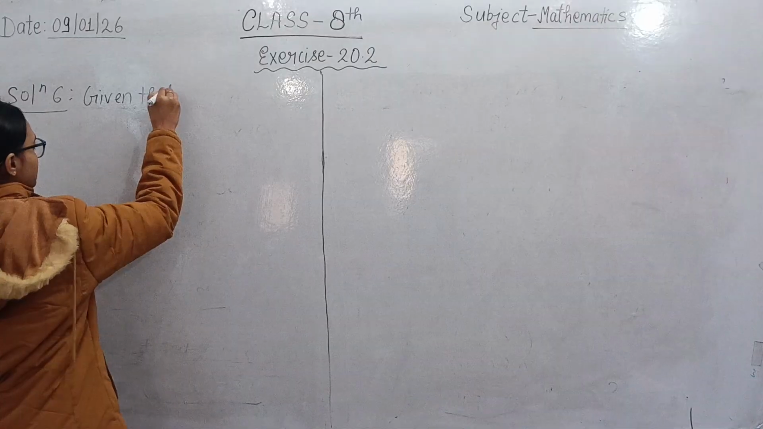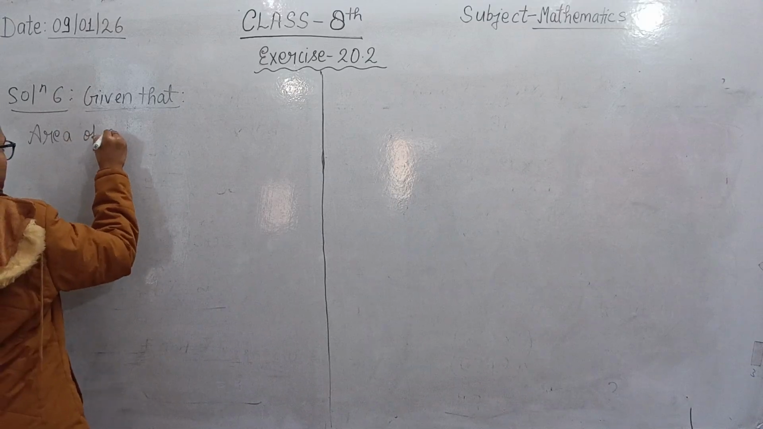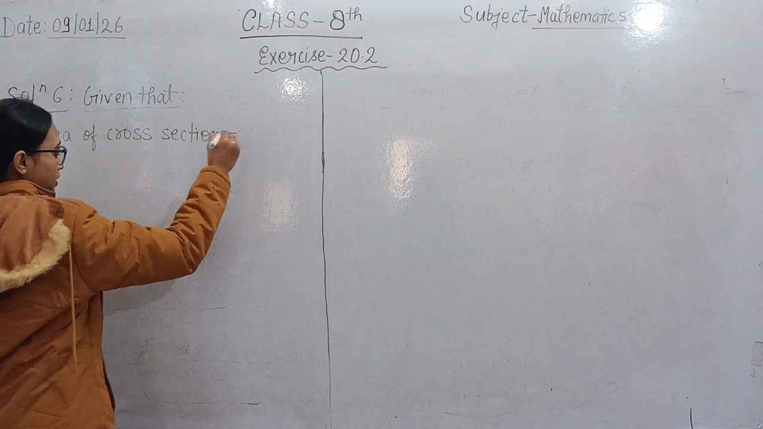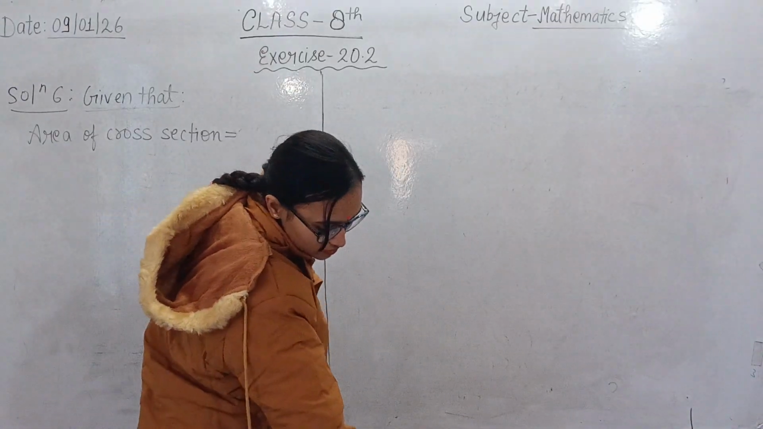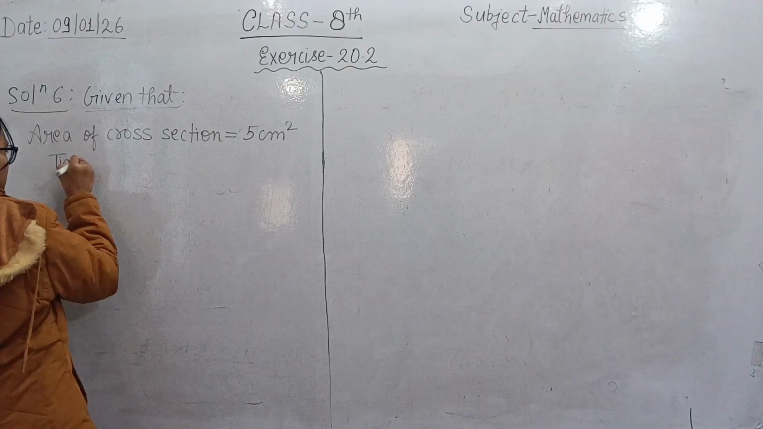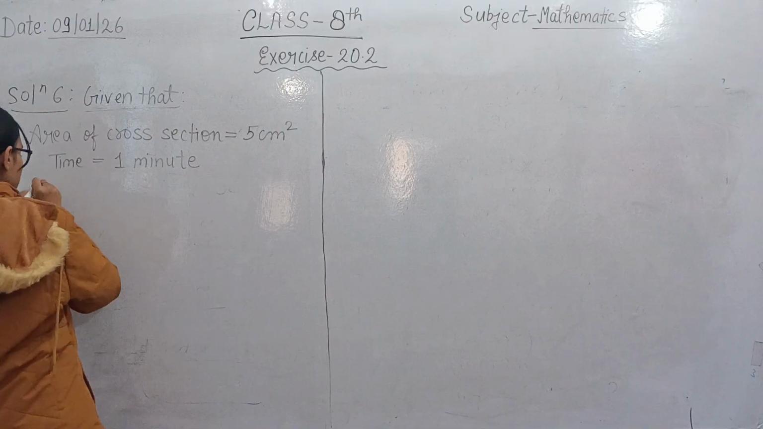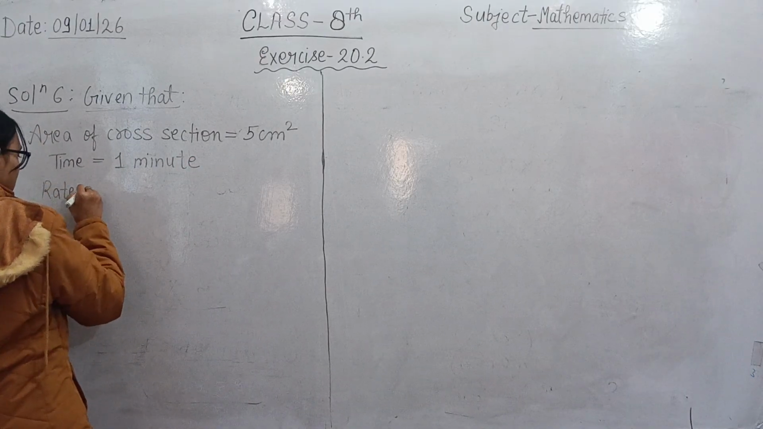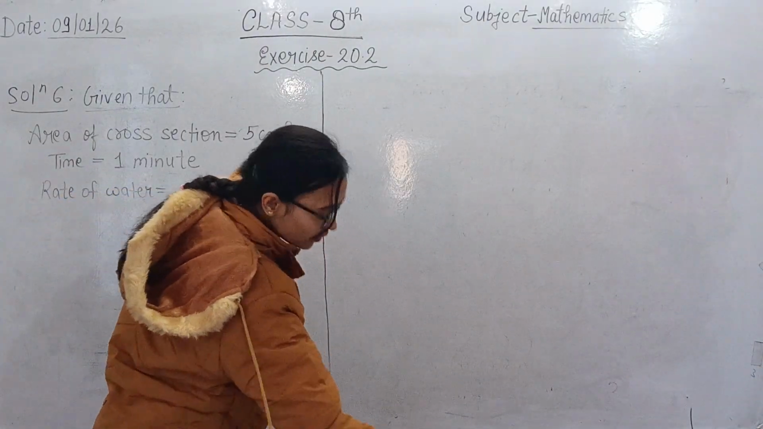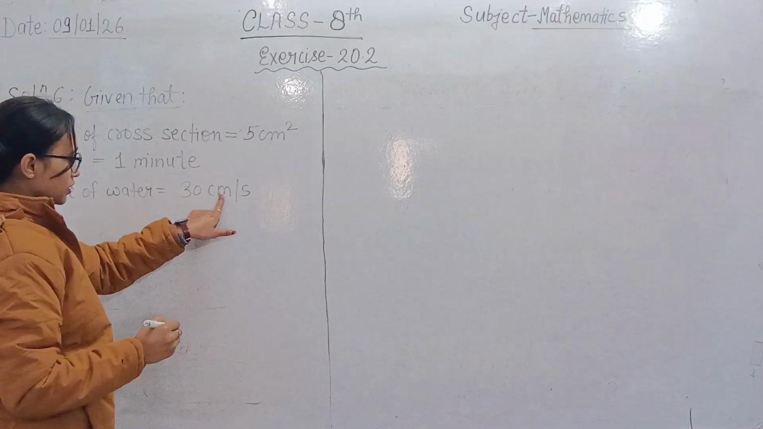Given that area of cross section is equals to 5 centimeters square, time is equals to 1 minute, rate of water is equals to 30 centimeter per second. We have to calculate how much water flows out.